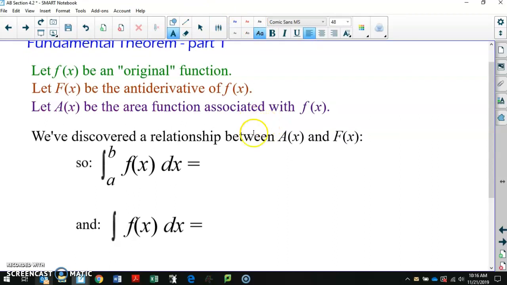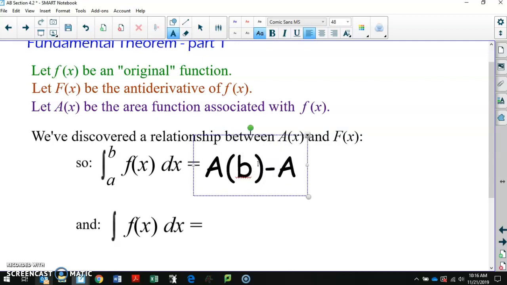So we have discovered this relationship. We've hinted at it previously. Now we're going to cement it in stone. The integral from a to b of f of x dx is, we know, the area function evaluated at b minus the area function evaluated at a. But that area function looks an awful lot like the antiderivative, and if it looks like a duck and it walks like a duck and it quacks like a duck, you know what? It's an antiderivative.